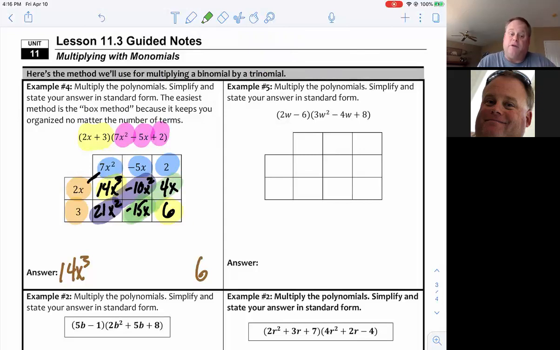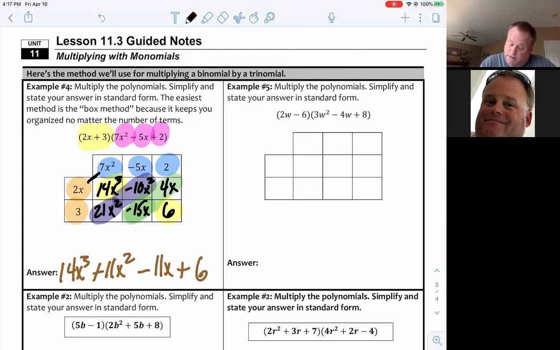So now I'm going to combine like terms. 21x squared minus 10x squared is a positive 11x squared. And negative 15x plus 4x is a negative 11x. That 6 is positive, so I just write plus 6. Okay, let's do another one.